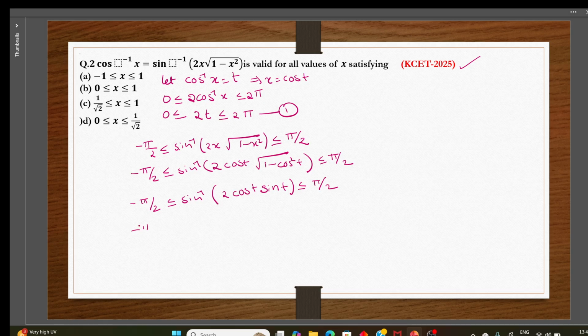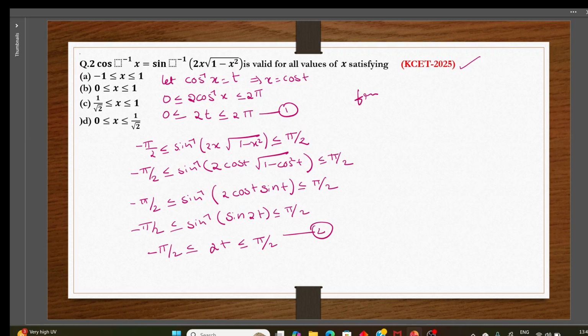2 cos t into sin t means sin 2t. Sin inverse and sin will cancel, remaining minus pi by 2 less than or equal to 2t, less than or equal to pi by 2. Let's consider this as equation number 2. Now observe from equation number 1 and 2: for 2t, the lower limit is 0 and the upper limit is pi by 2. So 0 is less than or equal to 2t, less than or equal to pi by 2. This is from equation number 1 and 2.